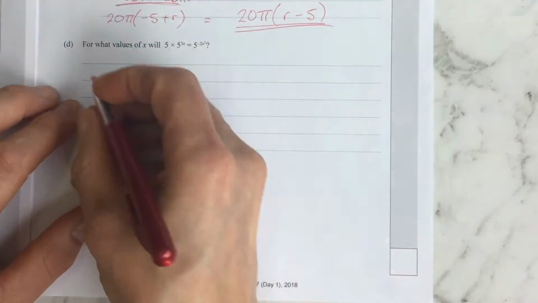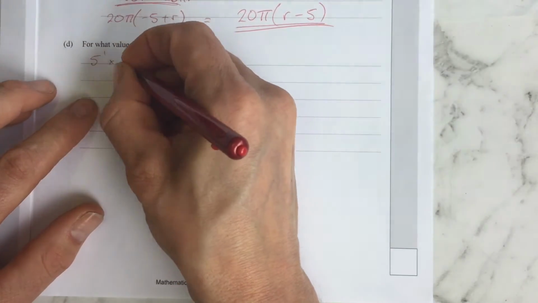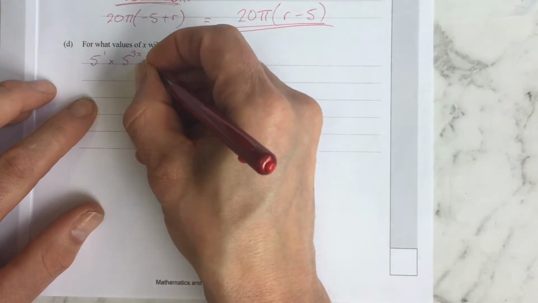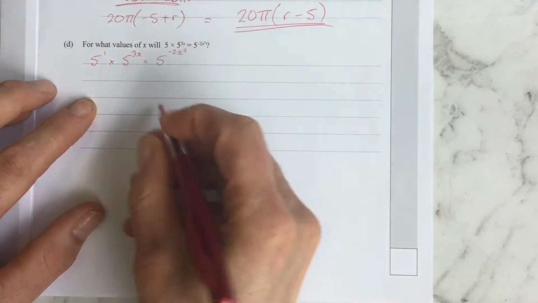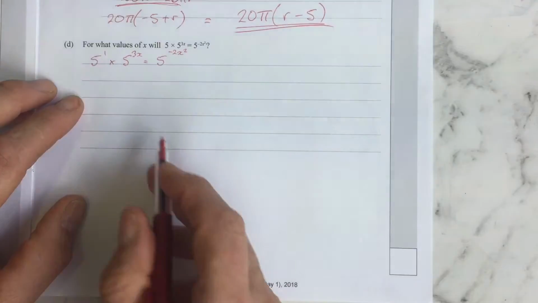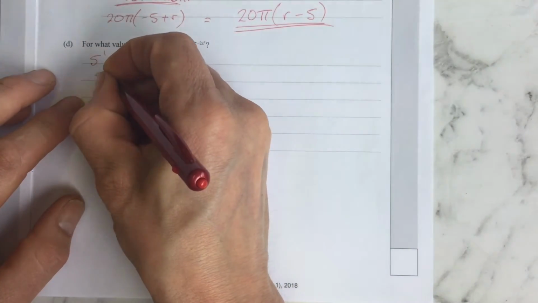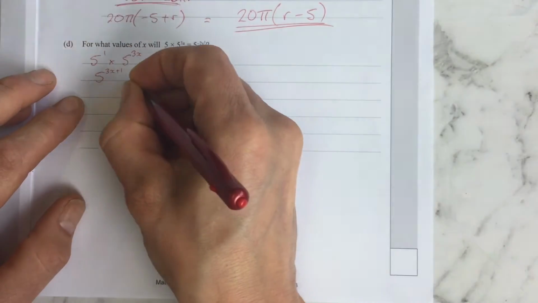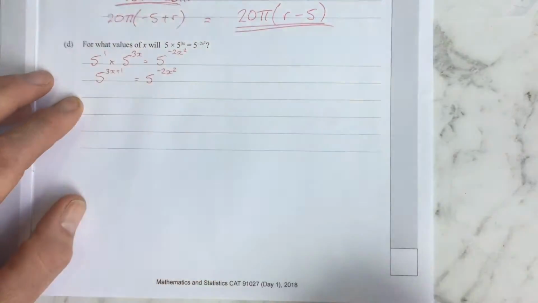We know that 5 can be rewritten as 5 to the power of 1, times 5 to the power of 3x, equals 5 to the power of minus 2x squared. And now these powers can be combined. When I'm multiplying, I add the powers. So 5 to the power of 3x plus 1 equals 5 to the power of minus 2x squared.